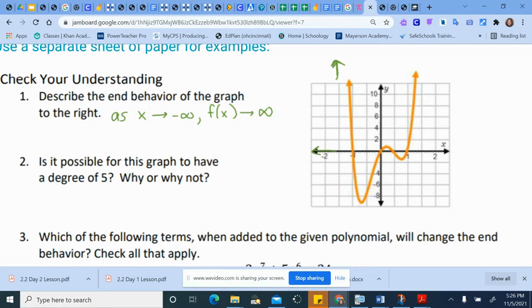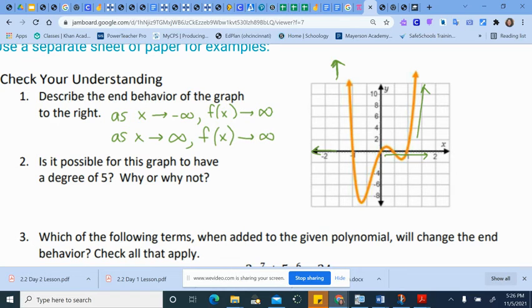Now let's look at the right side. As x goes to the right, this function is going up. So as x goes to positive infinity, this function is still going up, positive infinity.